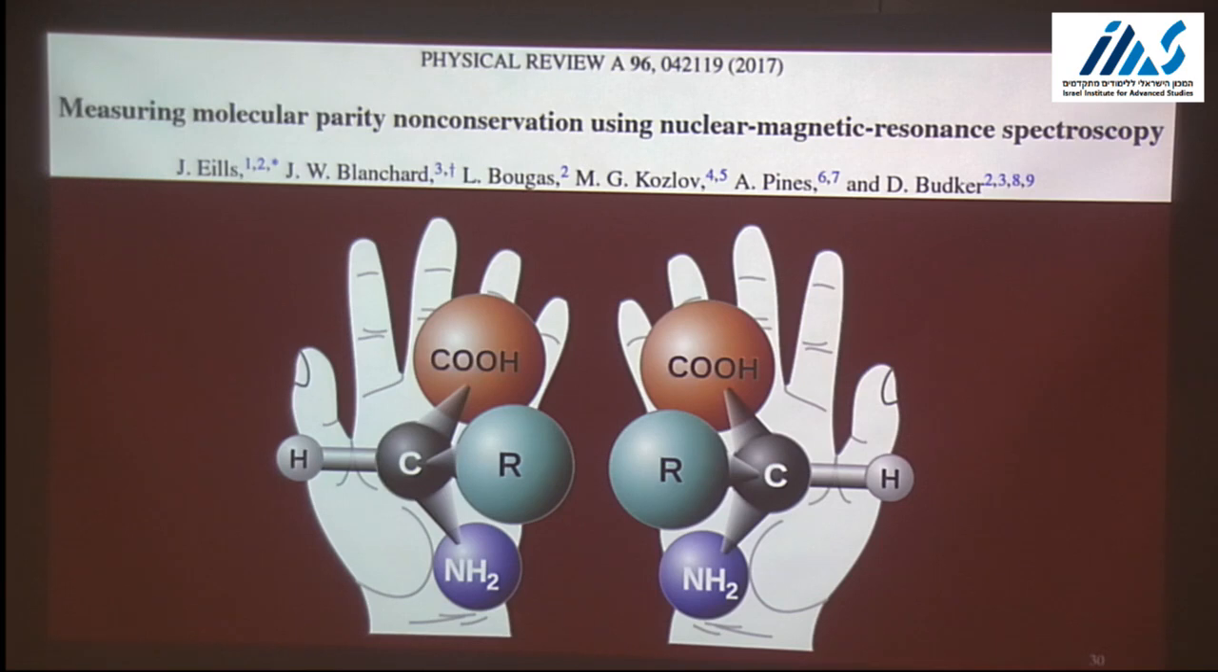Pasha, was nuclear parity non-conservation measured in isotopes as well, like you did for the electron? Yeah, I think so. They also did it for nuclear? Yes, I think so. Like fluorine, I think, and some others.